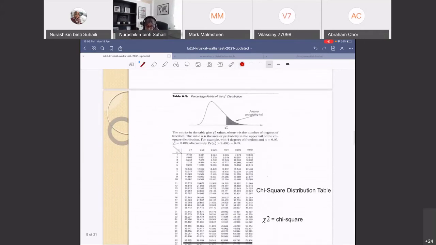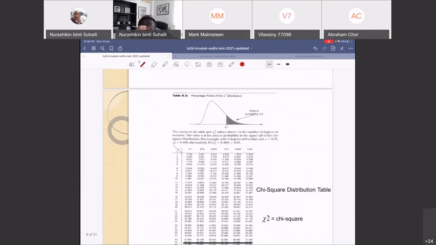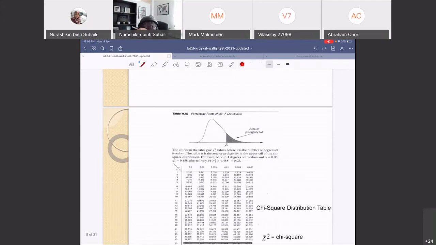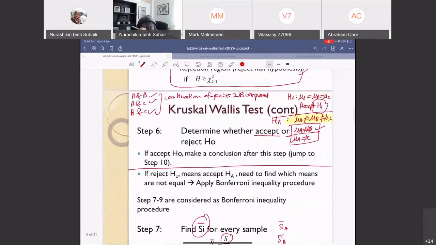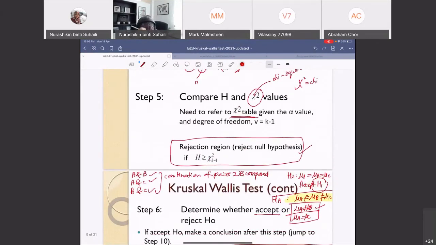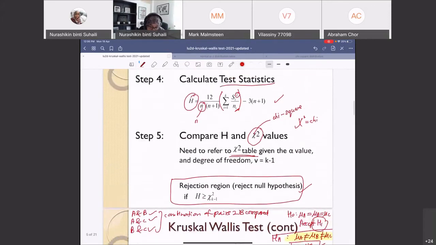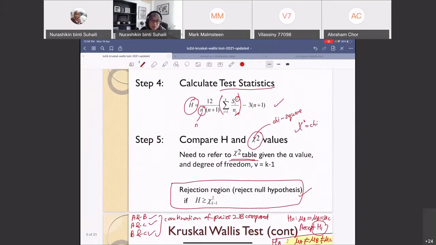Oh, I forgot to introduce the table, the chi-square table. That is in step five. Just go back a little bit, sorry for that. Okay, step four, you have to find the H, right? And step five, you have to compare H and chi-square. So in order to compare the H and chi-square, you have to find the chi-square value. The chi-square value is obtained from the chi-square table.